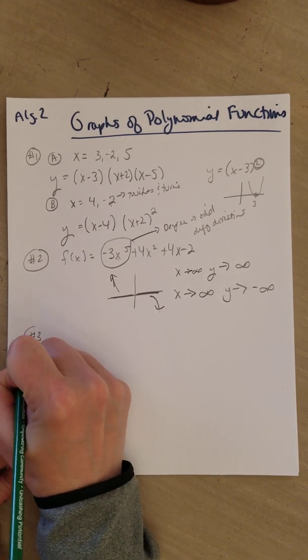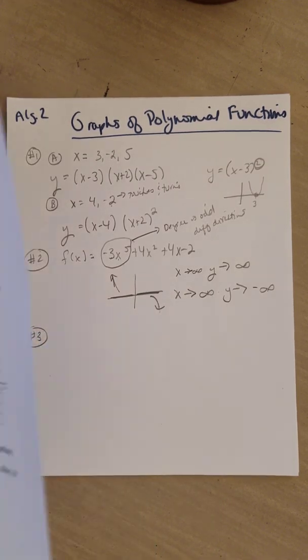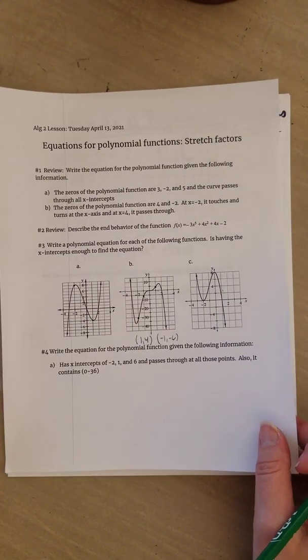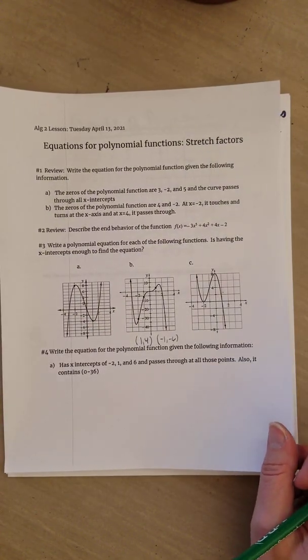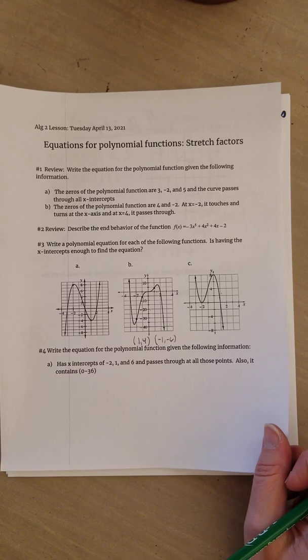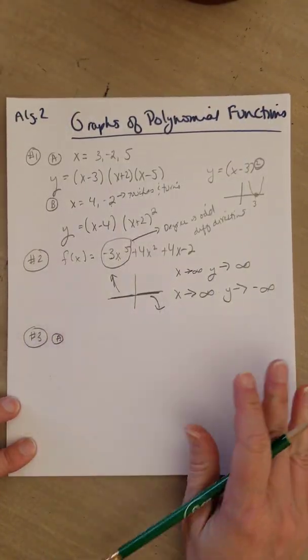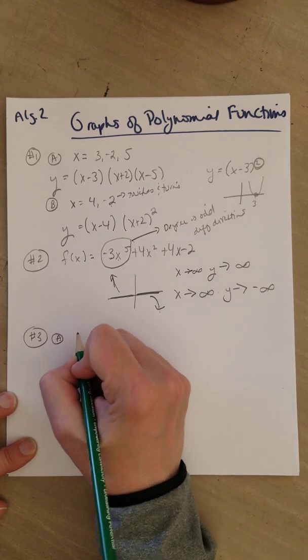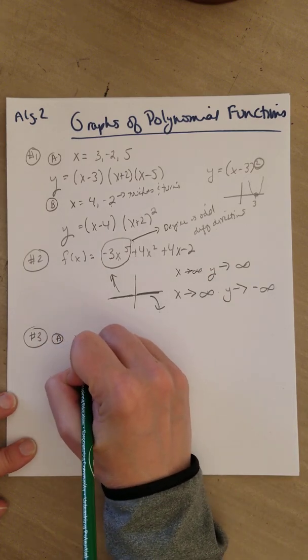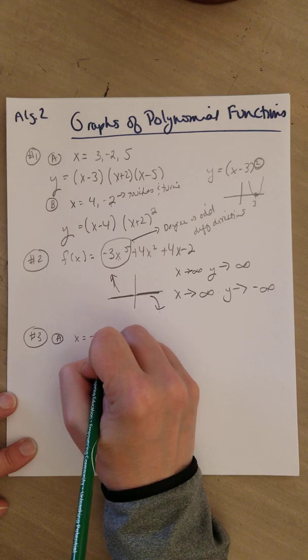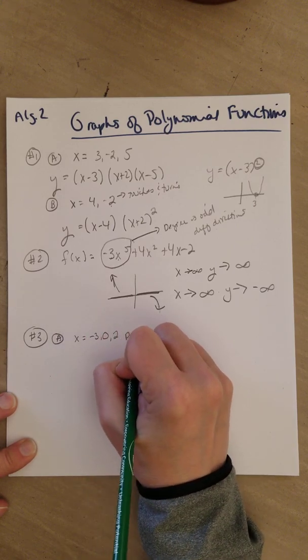All right, number 3. On your worksheet, I'm going to have you add a point to that in just a bit. The polynomial equation for each of the following functions is having x-intercepts enough. For A, when I'm looking at that graph, I'm seeing that it has to pass through x-intercepts of -3, 0, and 2. And it passes through.